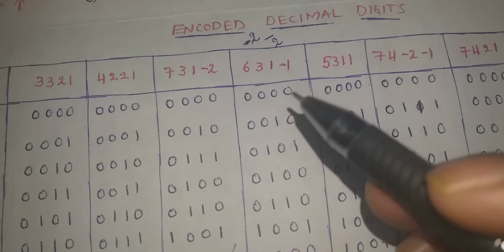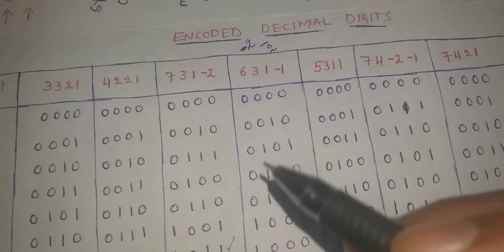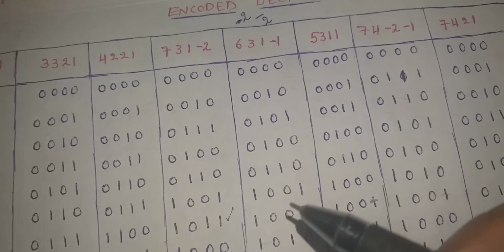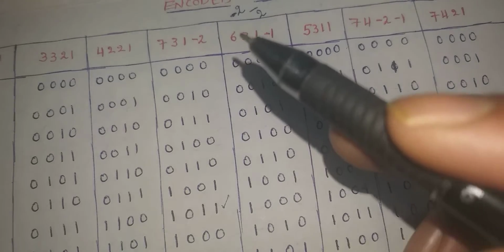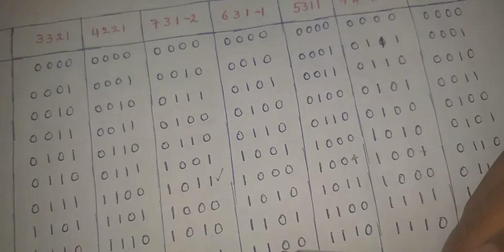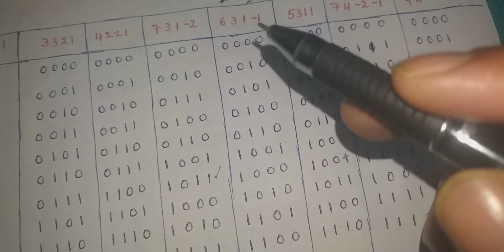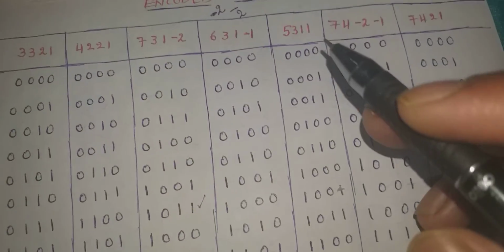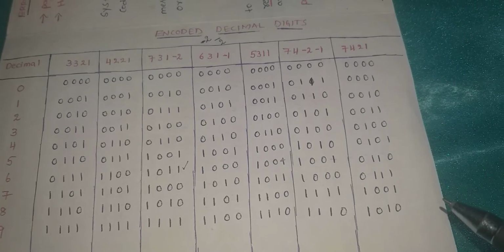Now look at this. 0, 1. 2 means 3 minus 1 is 2. Okay, 3 means the only one I have taken. 4 means 3 plus 1. 5 means 6 minus 1. Okay, 6 directly. 7 means 6 plus 1. Okay, 8 means 9 minus 1 is 8. 9 means 6 plus 3 you can take. Is it clear? Otherwise you can take 6 plus 3 plus 1, which is 10. 10 minus 1. In this manner you have to fill the remaining ones also. Okay, try to do this by your own. This is the encoded decimal digits.